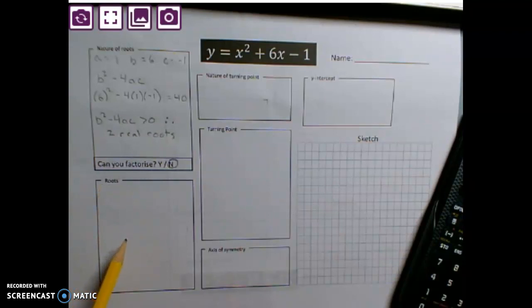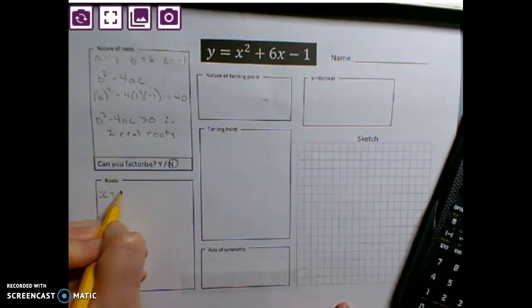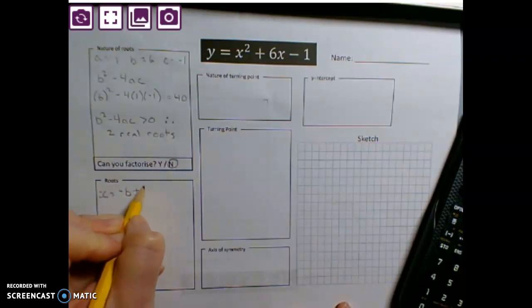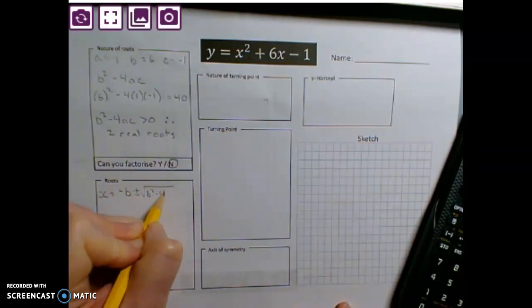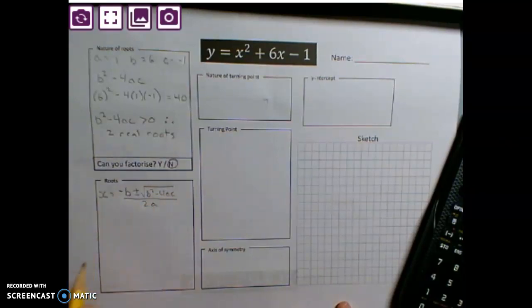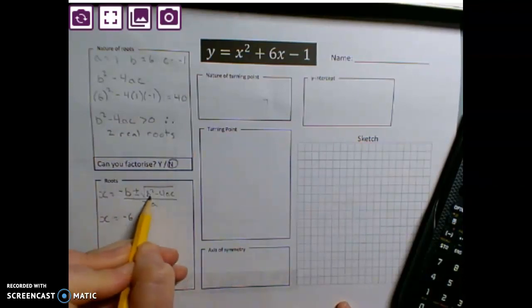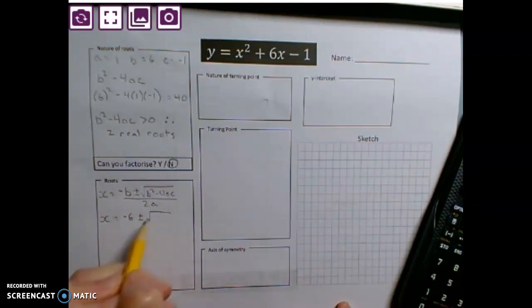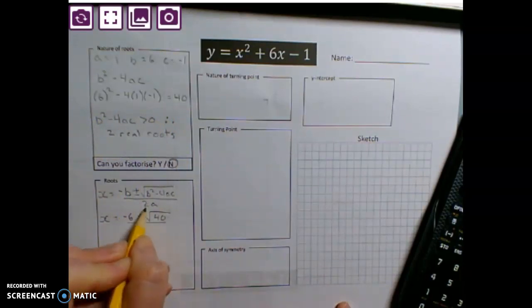The other way to do it is to use the quadratic formula. So we'll find our roots by putting this into the quadratic formula. It's negative b plus or minus the square root of b squared minus 4ac, all over 2a. If we substitute in our values, x equals, well, our b is negative 6, so it'll be negative 6 plus or minus the square root of, we've already worked out b squared minus 4ac up here to be 40, all over 2 times 1.